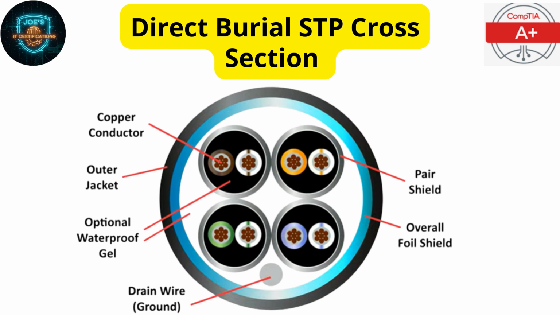And because this is going outside, usually in a place where water might be, we often will put a waterproof gel on the inside of that to help protect the wires even more. There's also usually a wire that runs the entire length of the cable that's often used as an electrical ground. You'll sometimes hear this referred to as a drain wire.